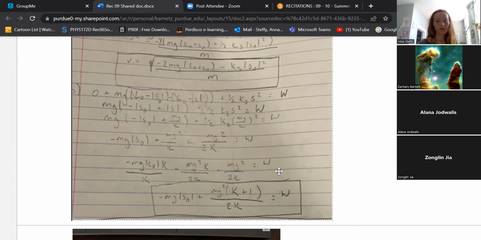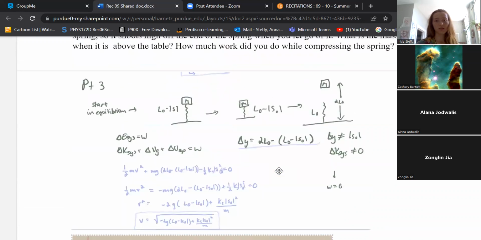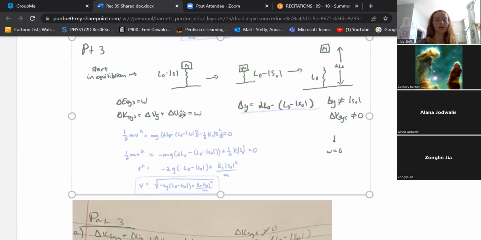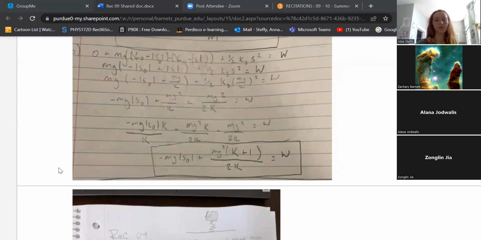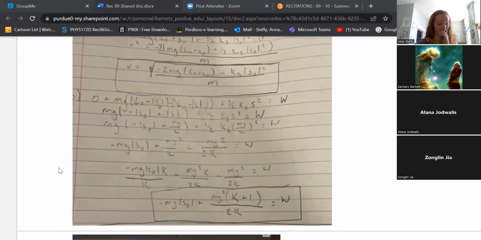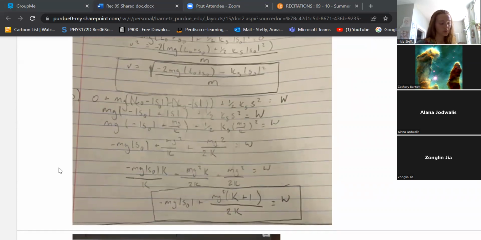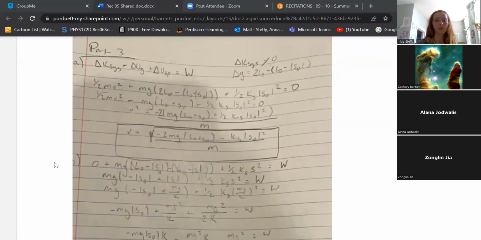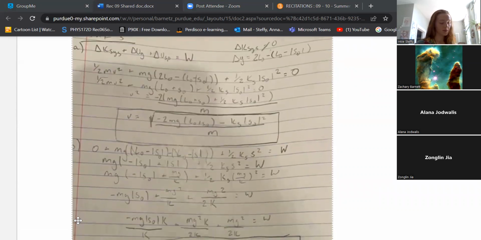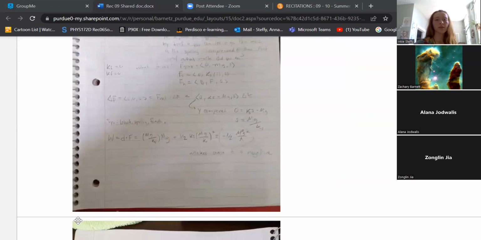Interesting. I got something a little different. I actually did get something different. I got what Alana got. I recognize this as Alana's work. Mine looks like that. I wonder if yours just looks different though. You mean my velocity or my work? Your work. What did you get? Let me look. No, never mind. Everything looks the same. Okay, good.